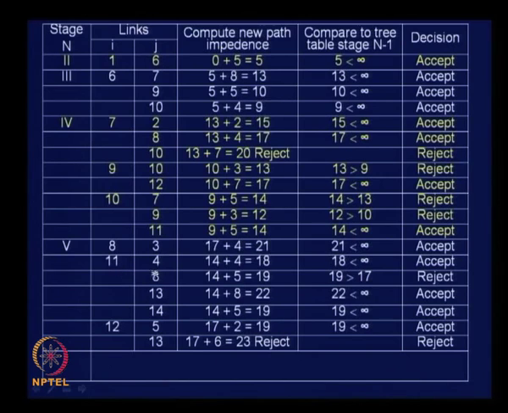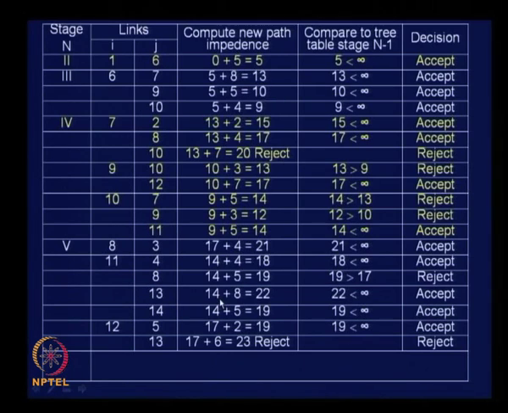And then 11 to 4, 14 plus 4, 18, and to reach out to 4 this happens to be the least travel time as of now, 18 is less than infinity, we are accepting. Then 11 to 8, 14 plus 5, 19, but 19 is more than 17 because we have shown earlier that we can reach 8 with the cumulative travel time of 17, is not it. It is here, we can reach out to 8 with a cumulative time of 17 minutes, so we reject it.